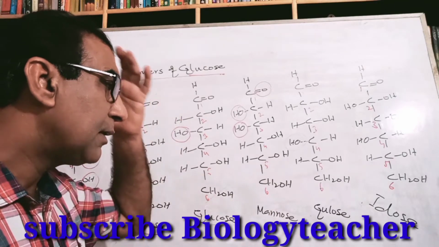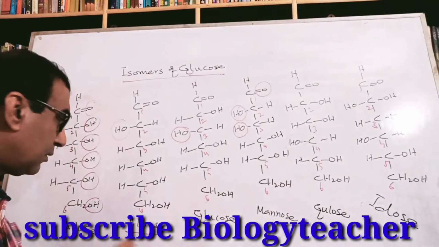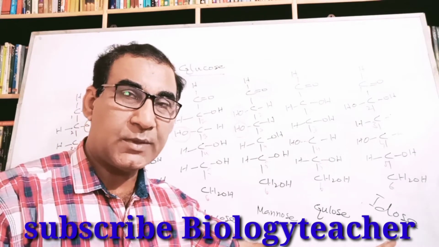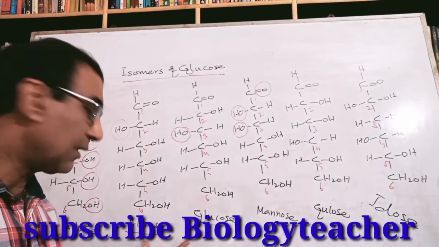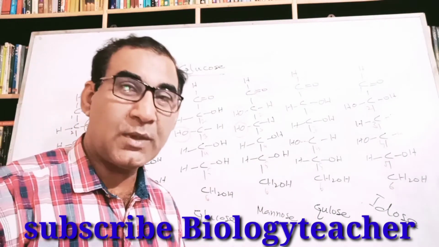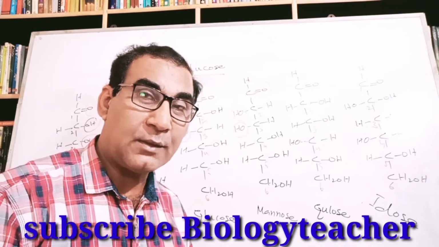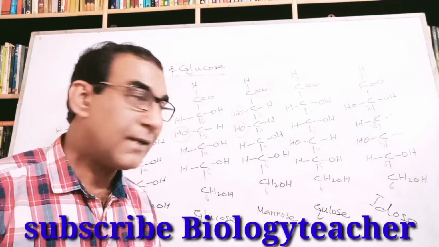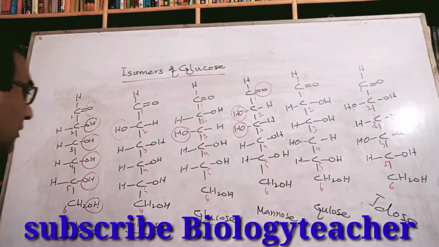Now we have to see the next one, the other. 1, 2, 3, 4, 5, 6. There are 7 isomers of glucose, and the 8th is glucose itself. So 2 are remaining. Those are galactose and tallose. I would like to draw here the structure of galactose, so that you may have all the structures together.